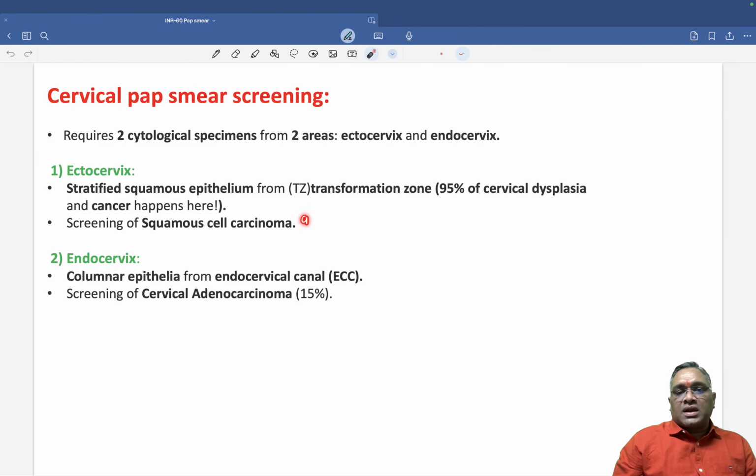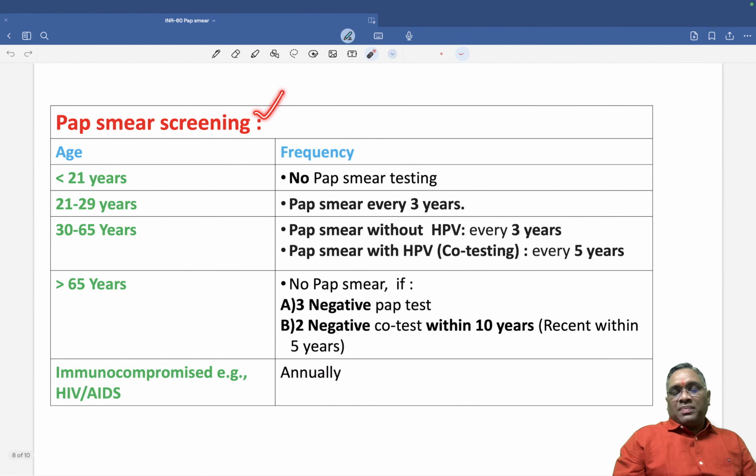Majority of the cancer, 95% of the cancer, is squamous cell carcinoma, right? So now you understood, ectocervix for squamous cell carcinoma screening, endocervix for cervical adenocarcinoma screening. Pap smear screening is very important, which came in the exam.